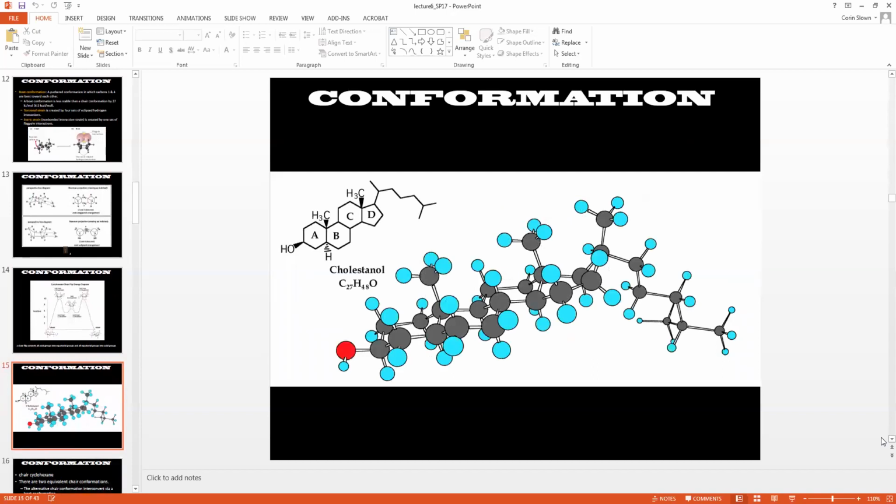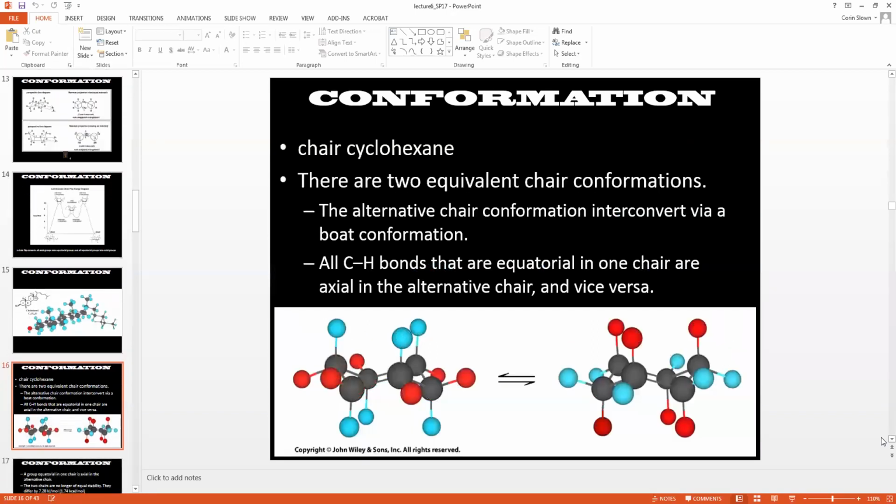Why do we care about this? Well, this is an example of cholestanol, which is a derivative of cholesterol that's found in the human body. And you can actually see how, as you add carbon and hydrogen molecules, it quickly becomes a question of energy and optimal position to minimize interactions.